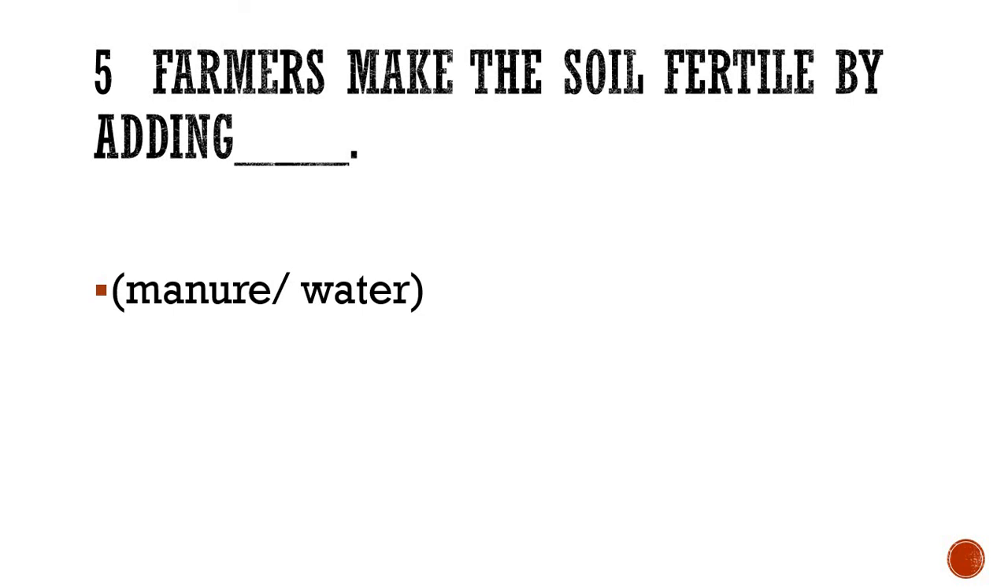So let's see what the correct answer is. Correct answer is manure. Okay, please repeat this after me once. Farmers make the soil fertile by adding manure.